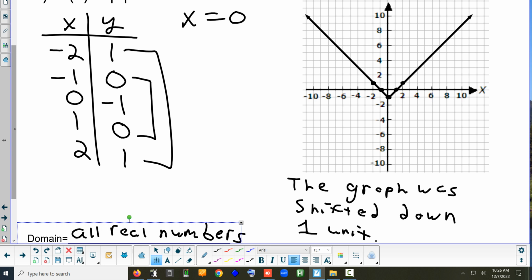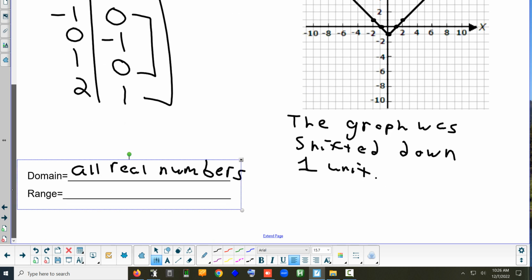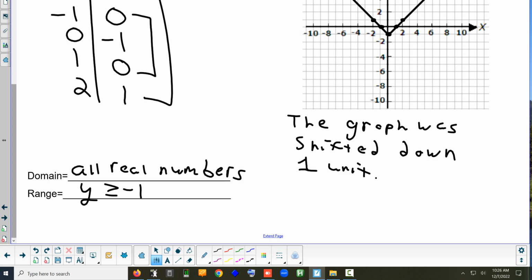-1 and higher. So the lowest that it goes is -1. The highest that it goes, it just keeps going. So it's every number from -1 and up. And what letter do we use to describe range? Y. So y is greater than or equal to -1.